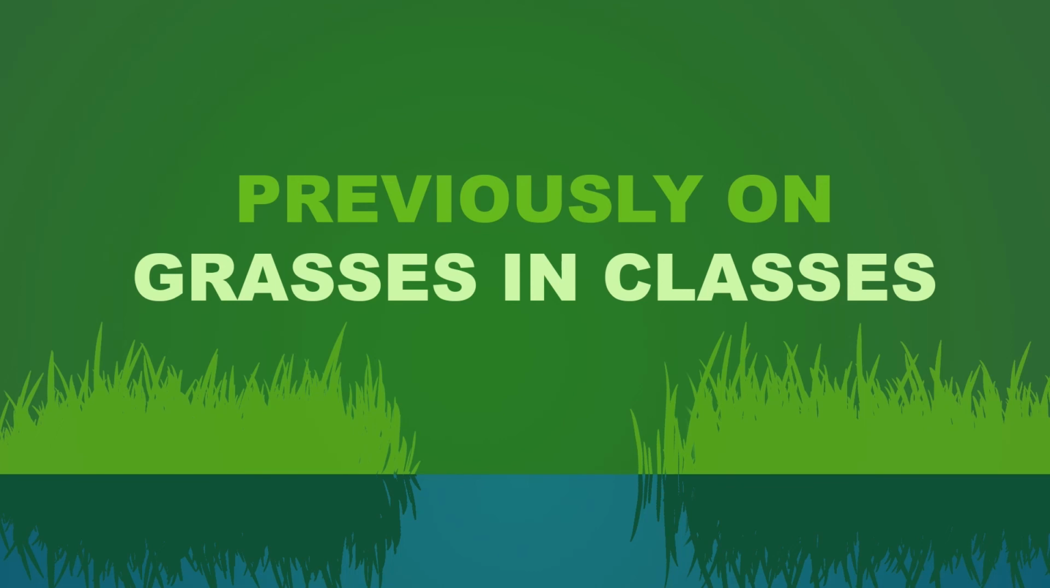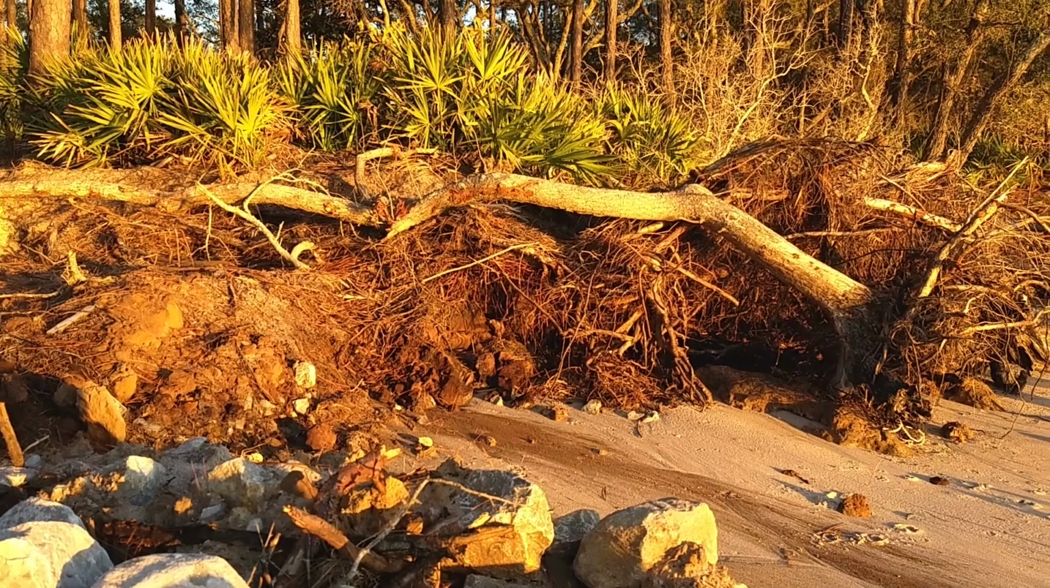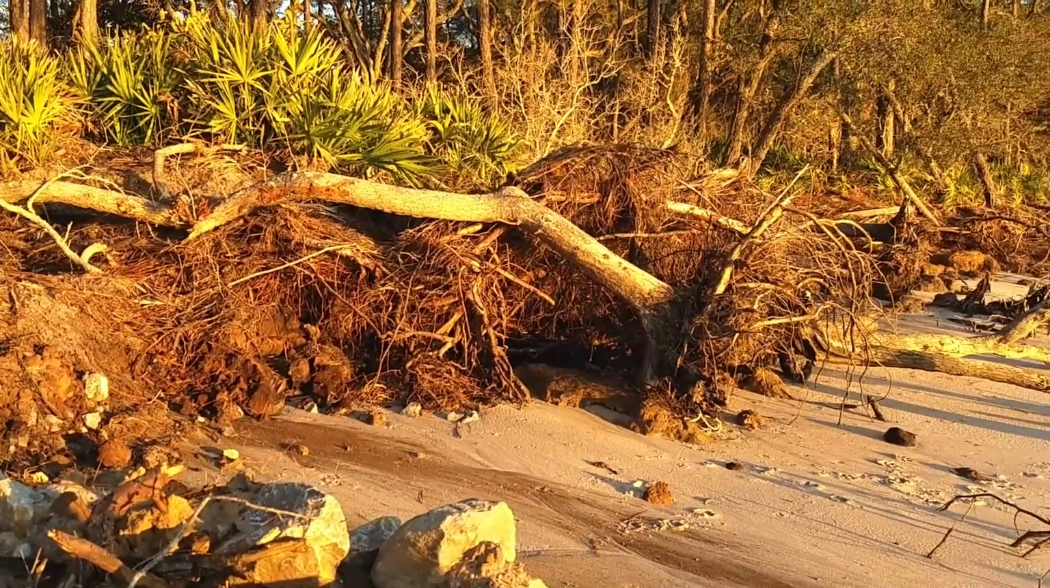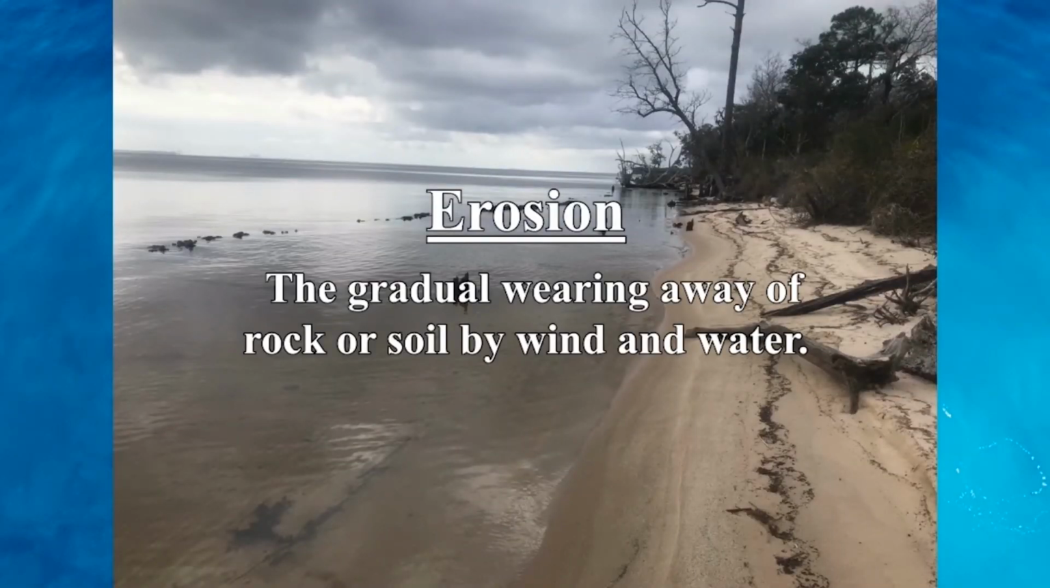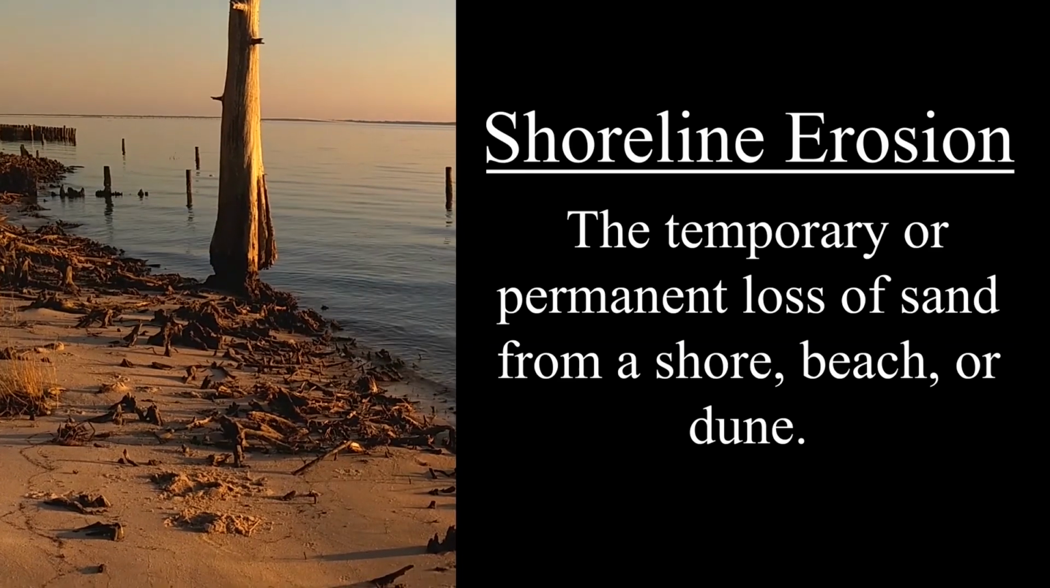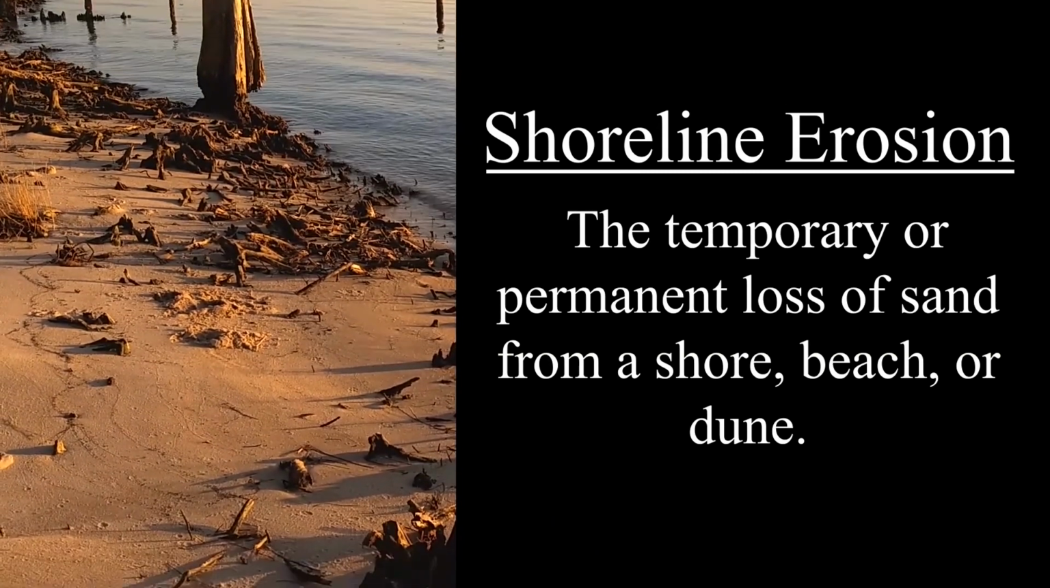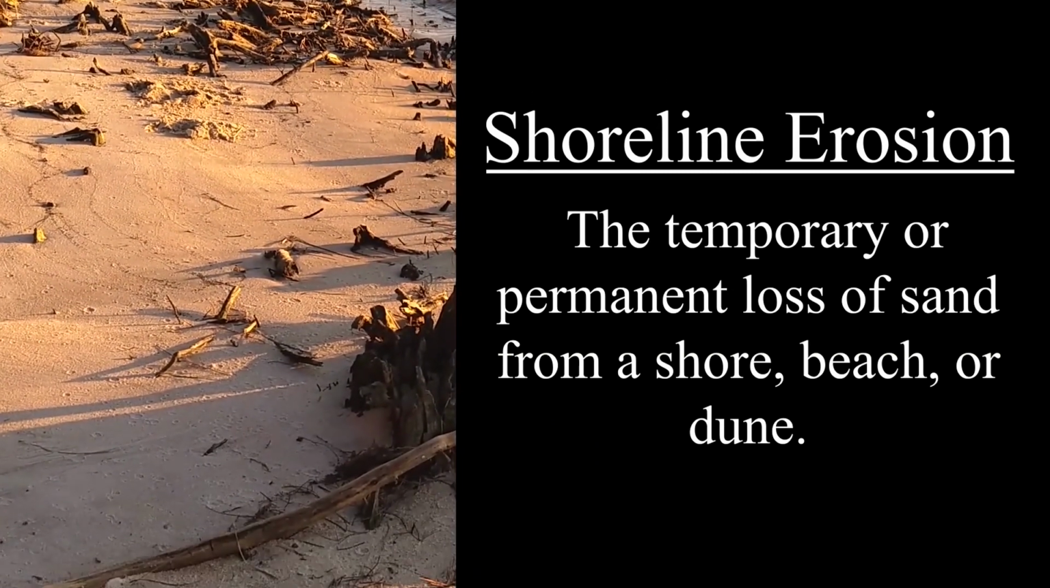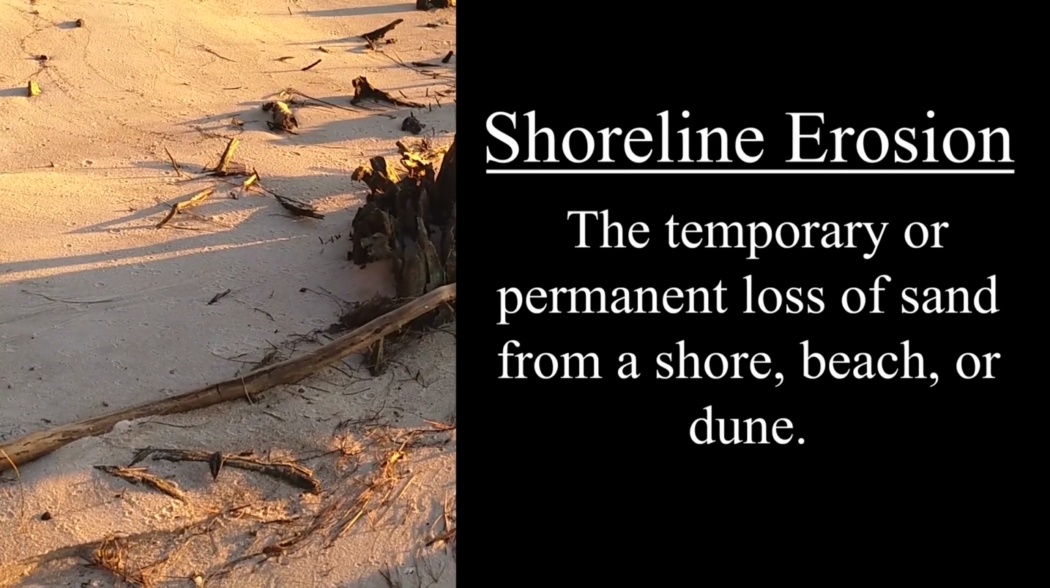Previously on Grasses and Classes. Last month's lesson was all about erosion. We reviewed the definition of erosion and learned about shoreline erosion, which is the temporary or permanent loss of sand from a shore, beach, or dune.